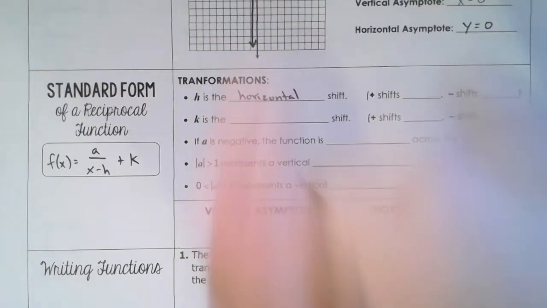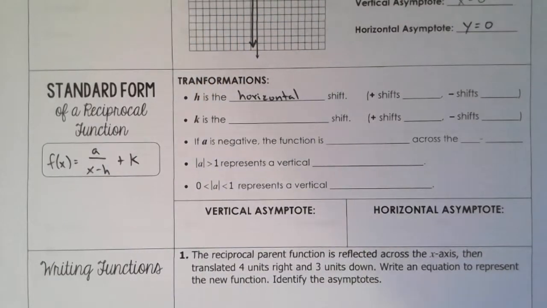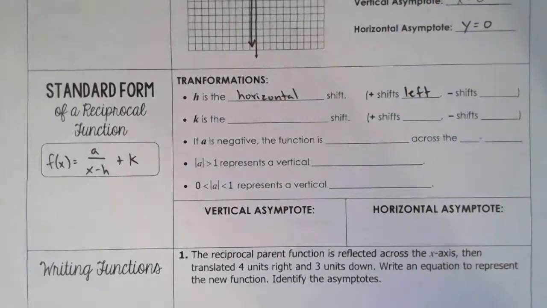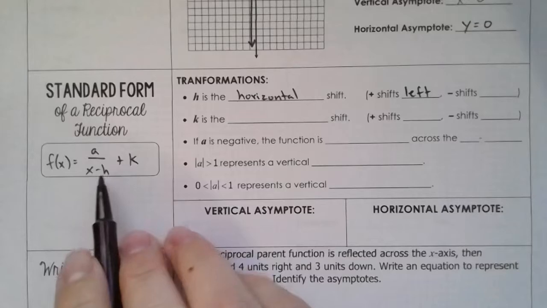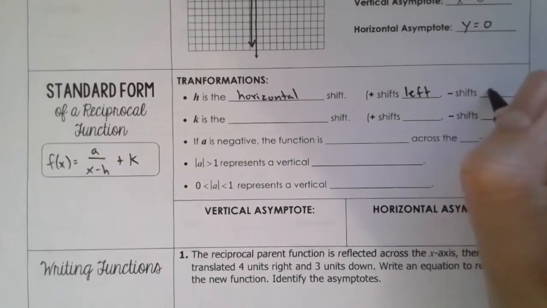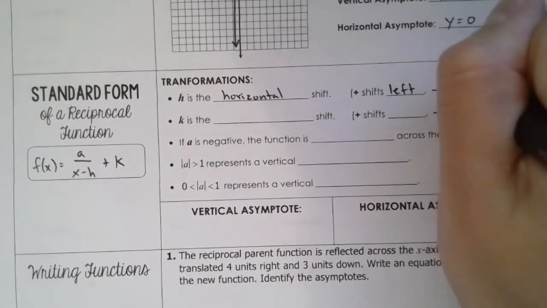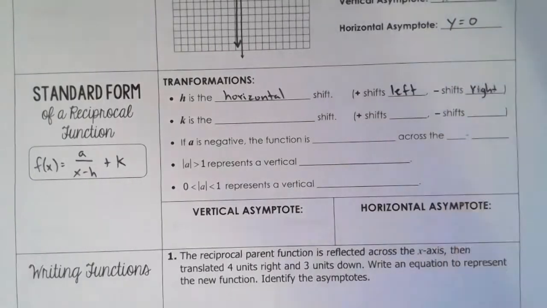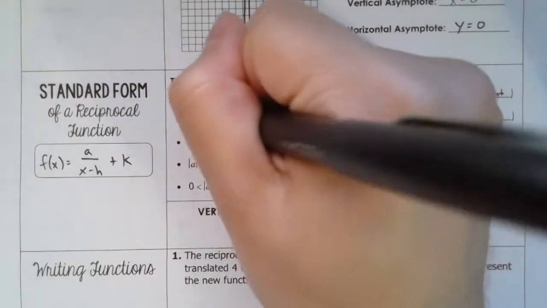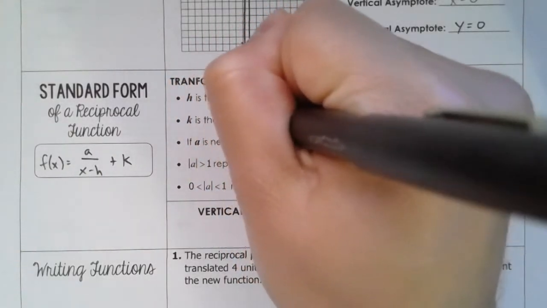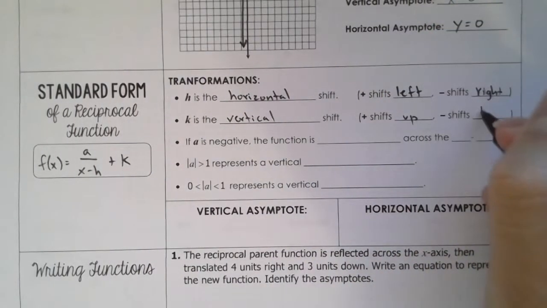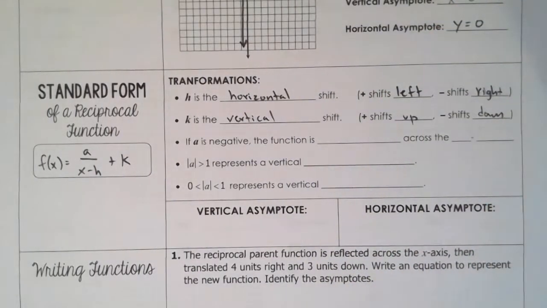If you're observing a positive value, that means you plugged in a negative, so you're going to move to the left. If you have a negative value here, that means you plugged in a positive, so you move to the right. If you guys remember, it works like opposite, right? K is the vertical shift. You take that one as is. If it's positive, you move up. If it's negative, you move down.